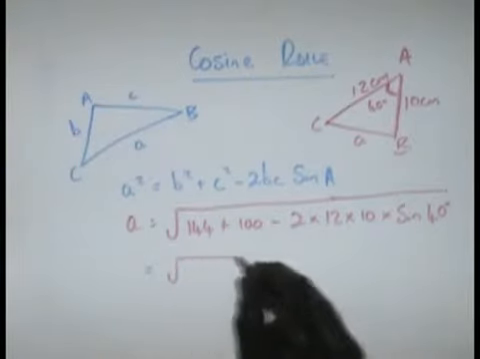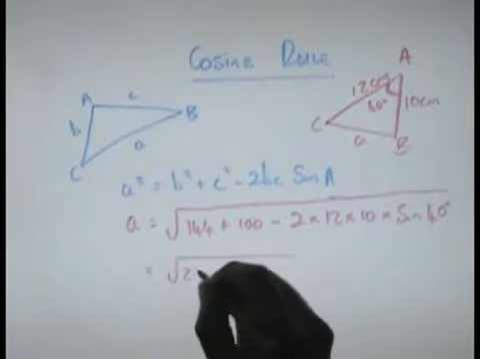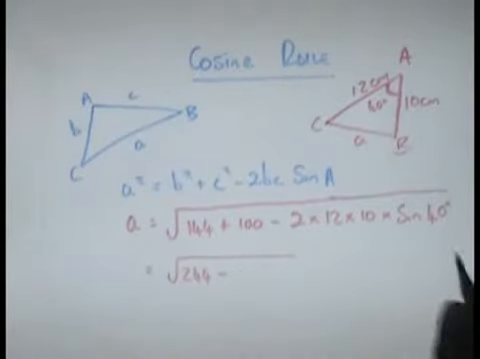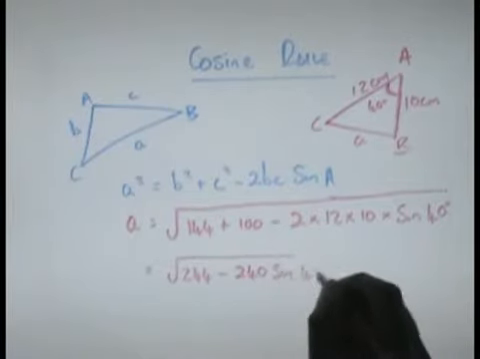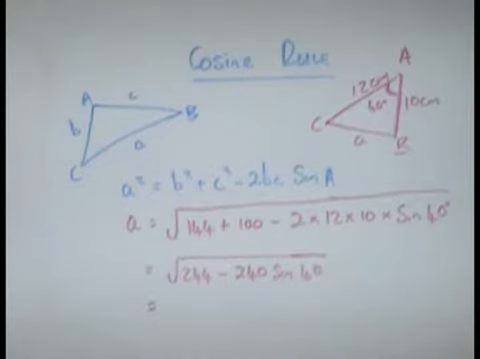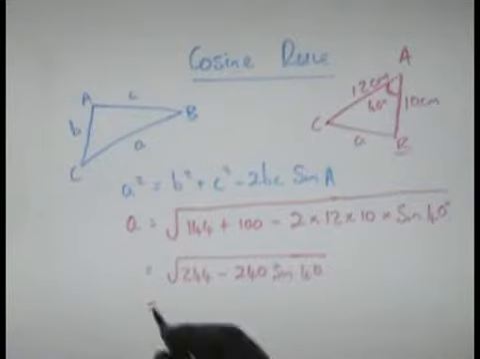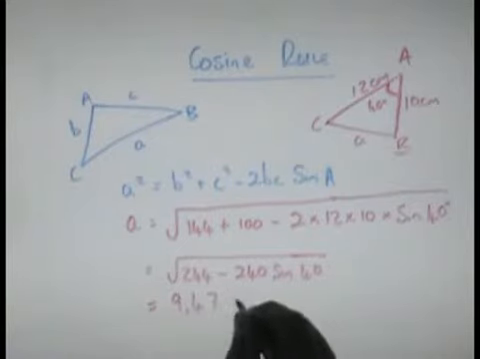That's going to equal the square root of 144 plus 100 is 244, minus 2 times 12 is 24, times 10 is 240, sine of 40, which I can just plug into my calculator. The square root of 244 minus 240 sine 40 is going to equal 9.47 units, rounded off to 2 decimal places. So it's 9.47 centimeters.